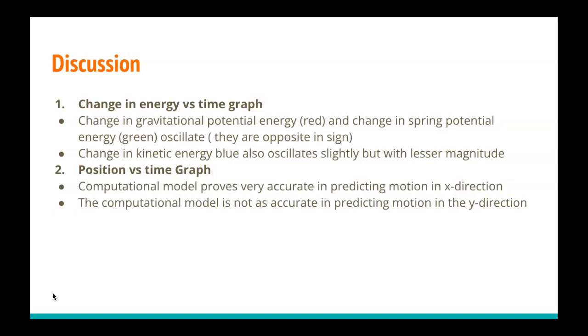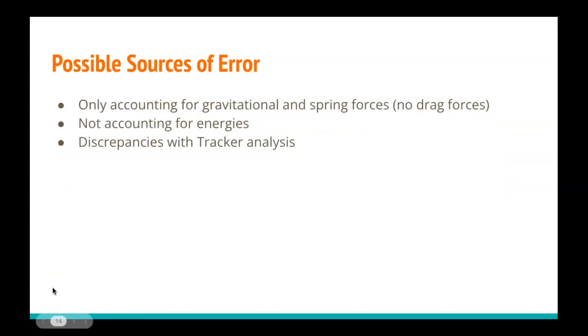As for the position versus time graphs, the computational model proves very accurate in predicting the motion in the x direction. The computational model is not as accurate in predicting motion in the y direction. Some possible sources of error are that we only accounted for gravitational and spring forces and no drag forces. We did not account for all other energies, including thermal, and there also could have been discrepancies with the tracker analysis.